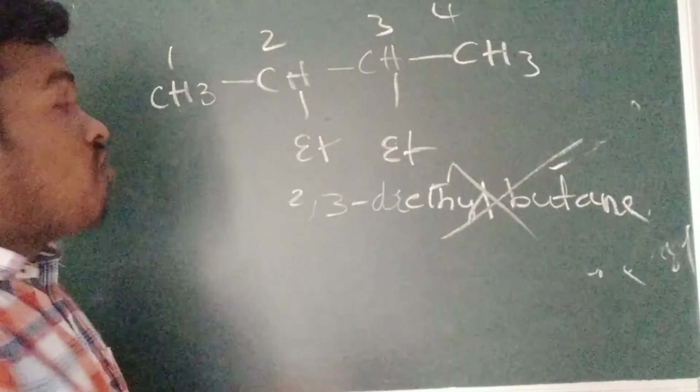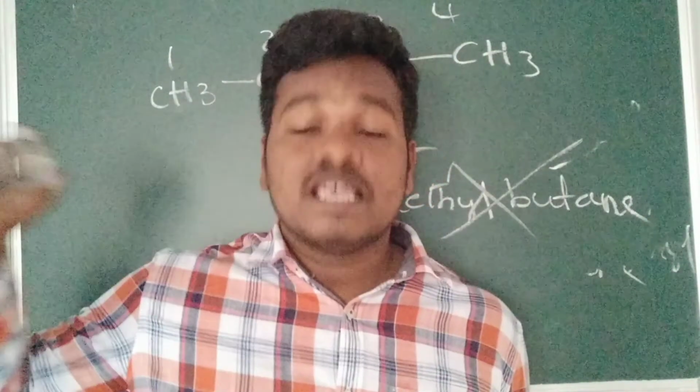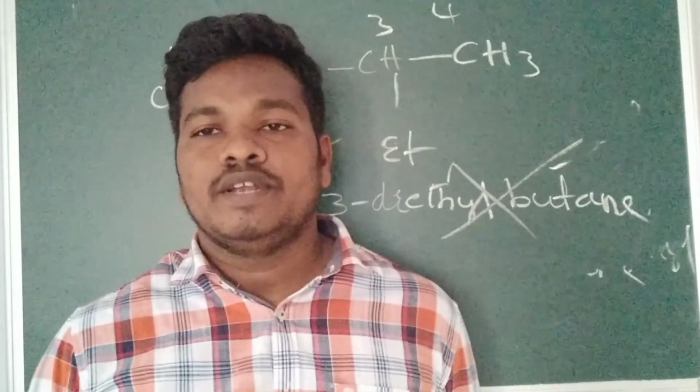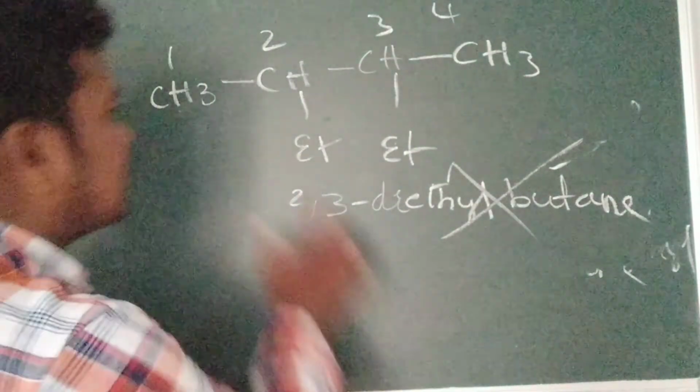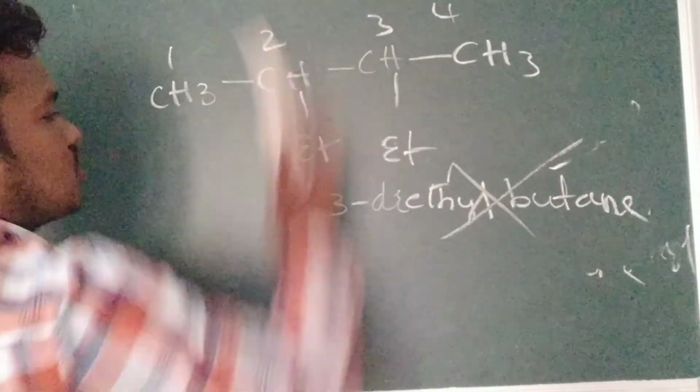What is there? First, what is our rule? First, we have to identify the chain with the highest number of carbons. But what is there here? An ethyl group is there. Ethyl group means we have to expand the structures.